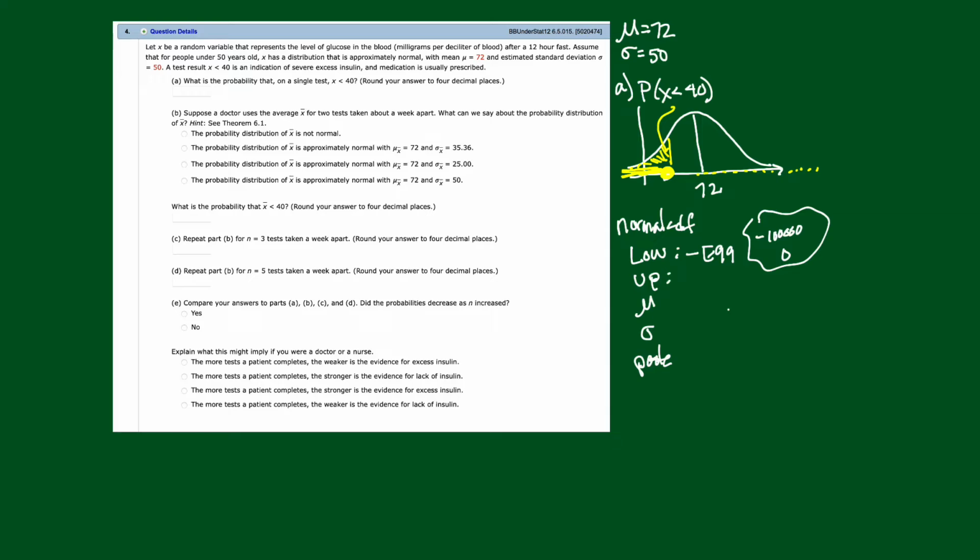Now, the upper limit, what is it? 40. The mean is 72. Standard deviation is 50. Let's put those numbers in and compute. So when I computed, I got this number here, 0.26108. Now let's just check what we're supposed to do here. It's a probability, so I'm guessing we want 4 decimal places, and sure enough, that's what we want. Pretty typical in probability. So we'll round up. So how about 0.2611? Let's report that up here at the top left in part A.